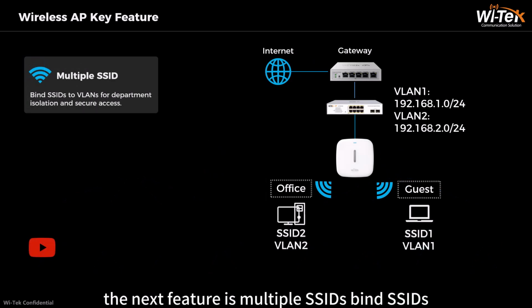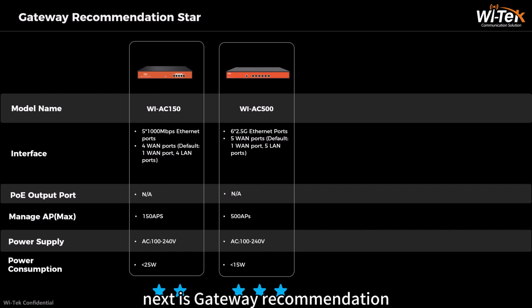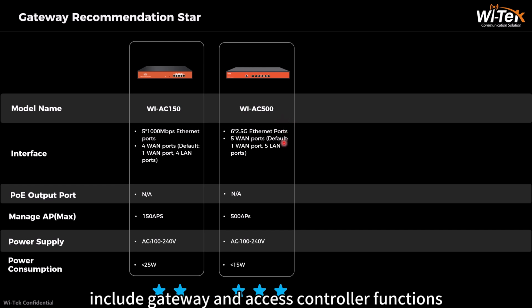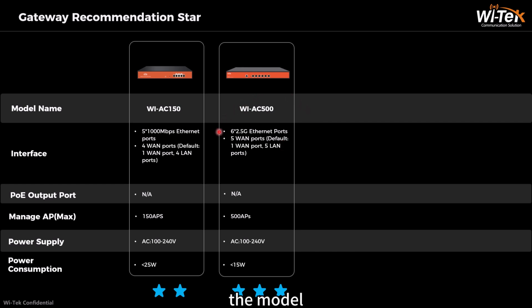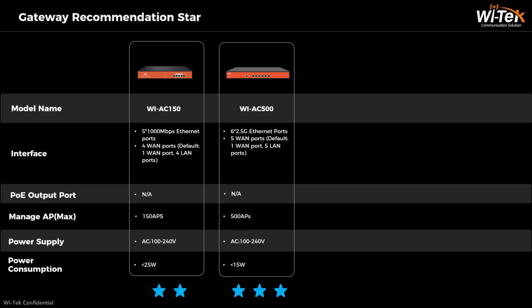The next feature is multiple SSIDs, bind SSIDs for guests to isolate and secure access to your home network. Next is gateway recommendation. The models WI-AC150 and WI-AC500 are 2-in-1 designed, include gateway and access controller functions. The model WI-AC500 is recommended in 3 stars, and manages up to 500 APs.